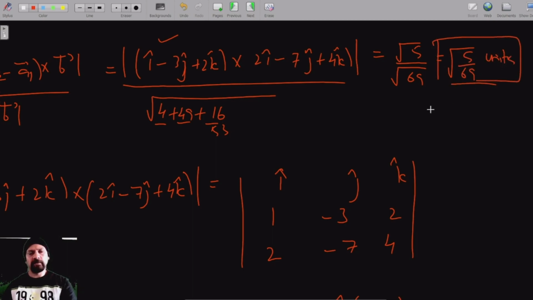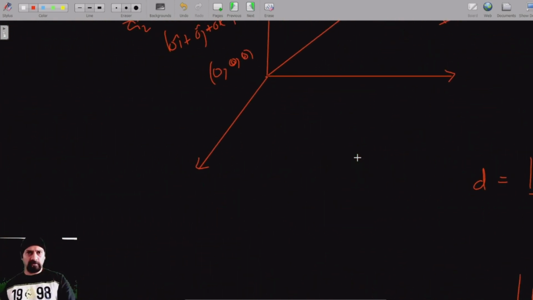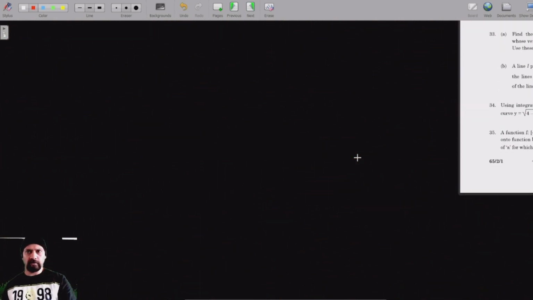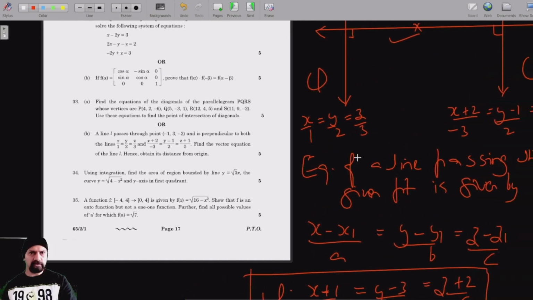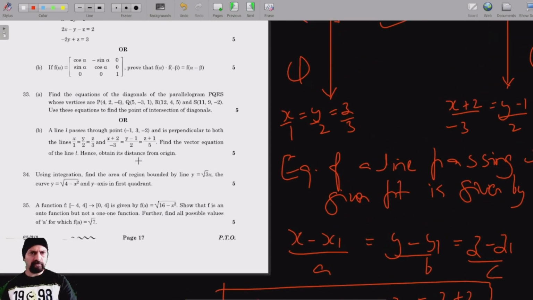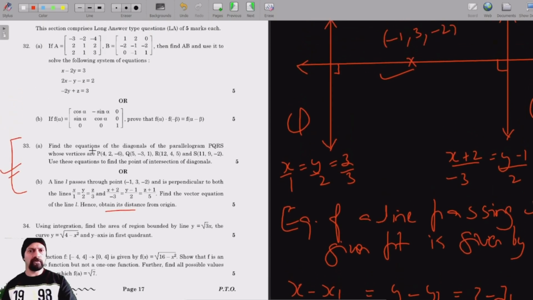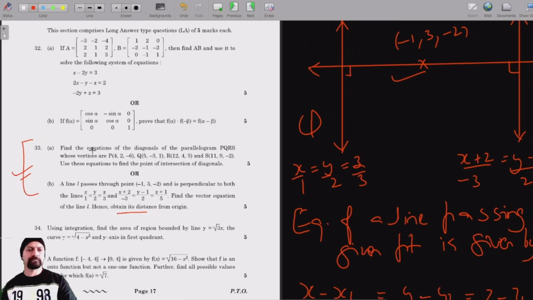So this is the perpendicular distance, and we have almost solved whatever was asked in question number 33. We have obtained its distance from the origin. So question number 33 is done. Let's move on to question number 34.